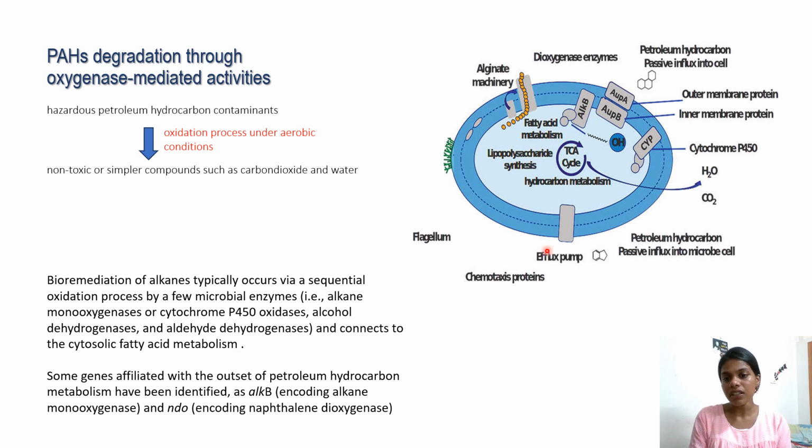After that it goes to the TCA cycle. Then the petroleum hydrocarbon is released as non-toxic compounds such as water and carbon dioxide. Also, two genes, alkane monooxygenase and NDO, encoding naphthalene dioxygenase, have been identified as genes that get activated when petroleum hydrocarbon is introduced into the cell.